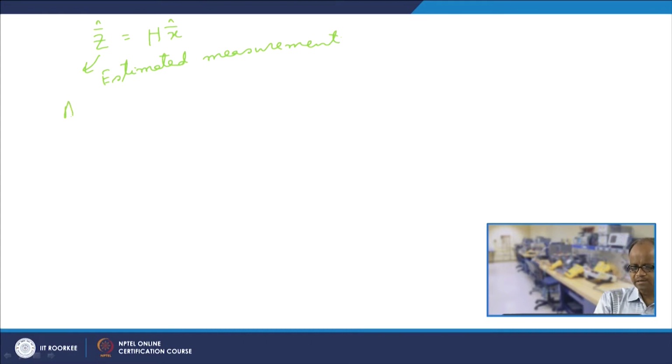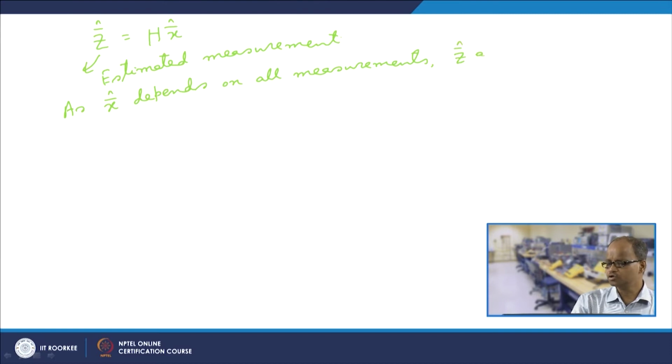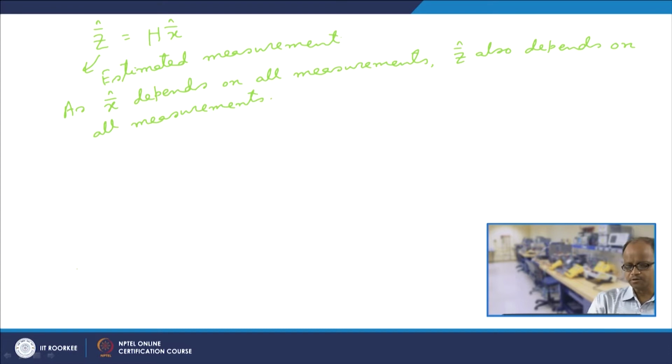Now, we observe that as x bar depends on all measurements, z bar also depends on all measurements. And then subsequently, we calculate the estimated error as z minus z hat. Although the measurements are independent, this vector is not, because it depends on all measurements.